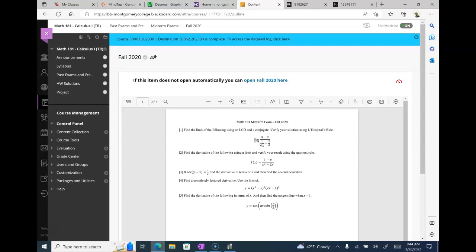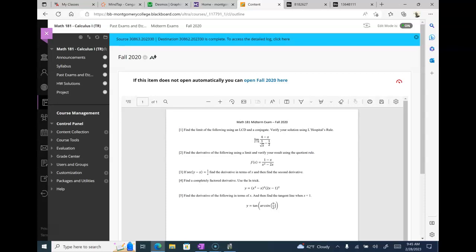There might be a problem with 2 parts, right? For example, number 1 here is find the derivative. Find the limit algebraically and using L'Hopital. So that's 2 problems, right? Number 2 is 2 problems. Find the derivative using a limit and using the quotient rule. 2 problems.